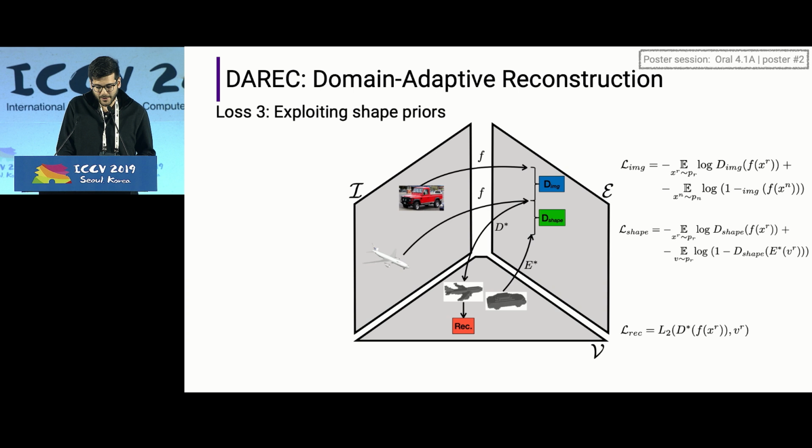And the third loss exploits shape priors to force reconstructions to be more realistic. Similar to before, we use adversarial training to make image encoder features and the pre-trained 3D shape encoder features as indistinguishable as possible. This way, it forces the image embeddings F to lie on the same manifold of realistic shapes, making the reconstruction easier.